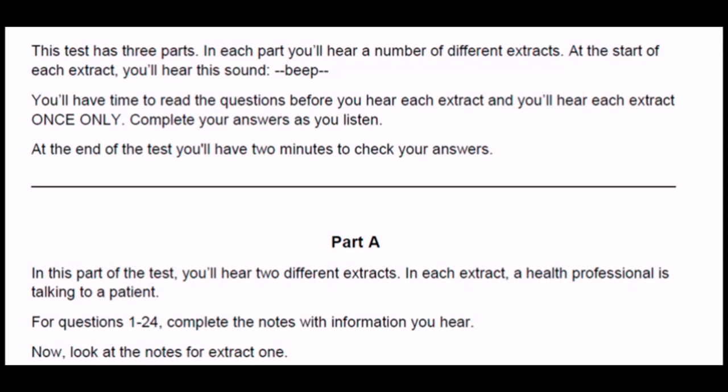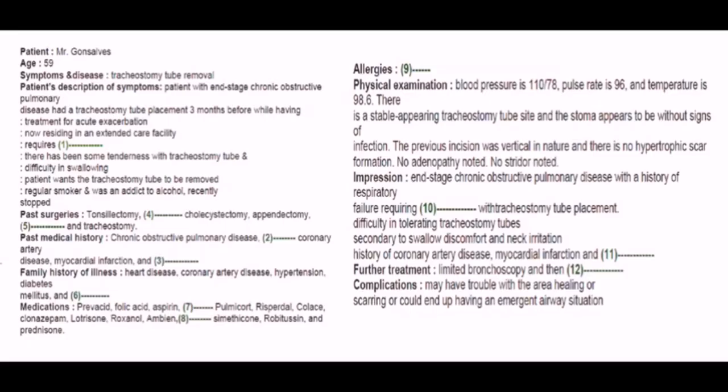Now, look at the notes for Extract 1. Extract 1, questions 1 to 12. You hear a doctor talking to a patient called Mr. Gonzalez. For questions 1 to 12, complete the following notes with a word or short phrase. You now have 30 seconds to look at the notes.